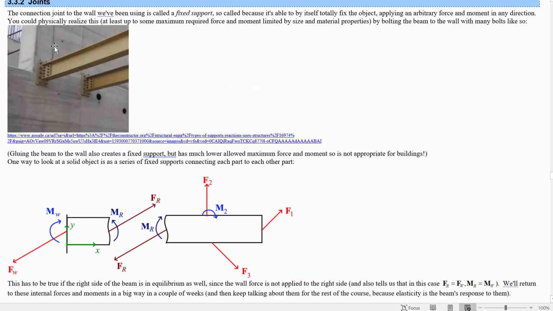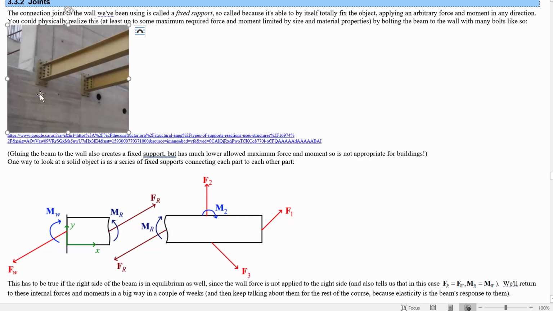And you could realize this by using a whole bunch of bolts and bolting the beam to the wall, or maybe just gluing it to the wall if you're okay with having a lower maximum strength for this. This is probably not so great for buildings, but it still basically creates a fixed support until it breaks. Even this is going to break eventually. If you put too much force or too much moment, then the idea that the wall can produce enough to stop any motion is going to reach some physical limits.